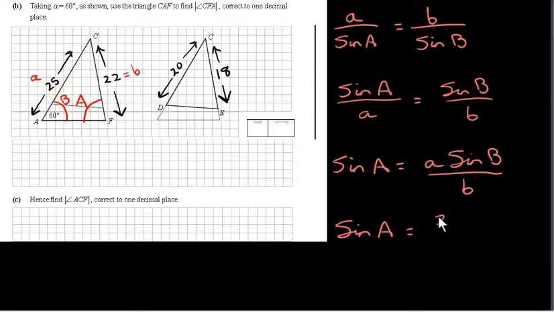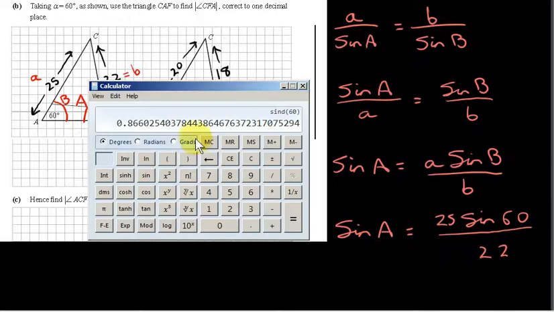Now we can fill the values in to find out what sine A is. Little a is 25, times sine of capital B, which is 60 degrees, divided by little b, which is 22. So we have the sine of 60 multiplied by 25, and then we divide this result by 22. I will write this down to about 5 decimal places: 0.98412.